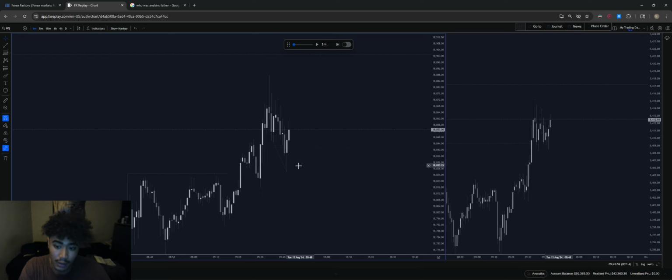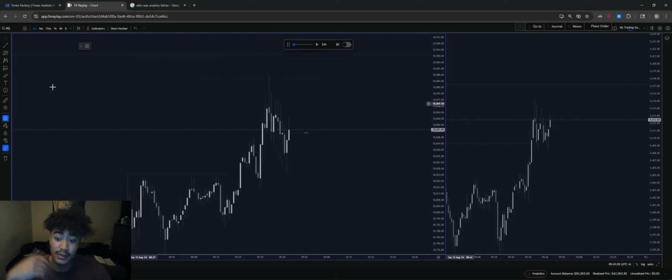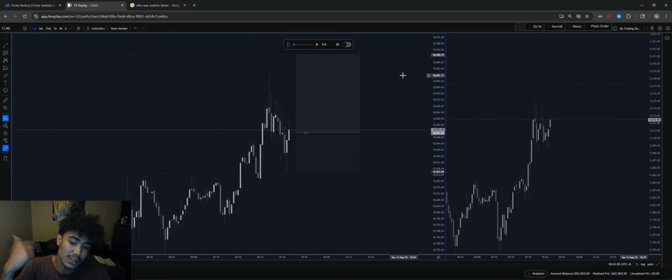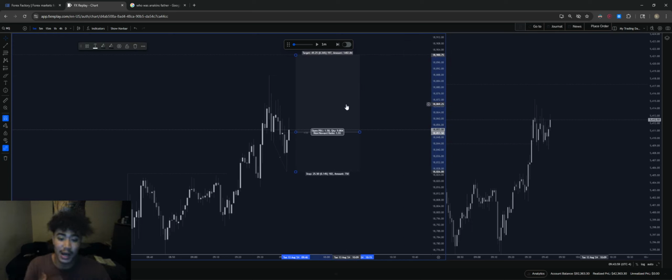Now you may be like, Lonnie, if you just SMT'd right here, and you confirmed it with a change in state of delivery to the upside right here, why don't you execute on this? Even if price action continues, let's say this is our draw on liquidity right here. Even if price action continues to expand toward that draw, I won't, me personally, I won't execute.